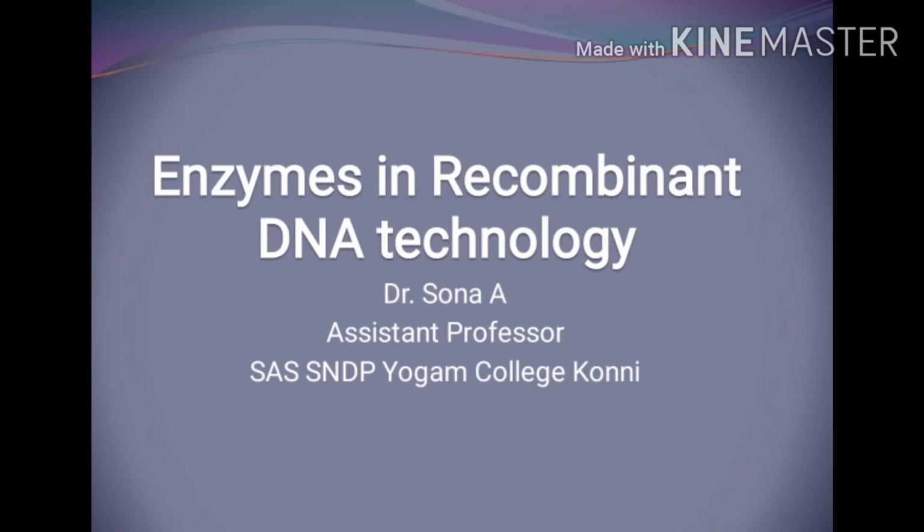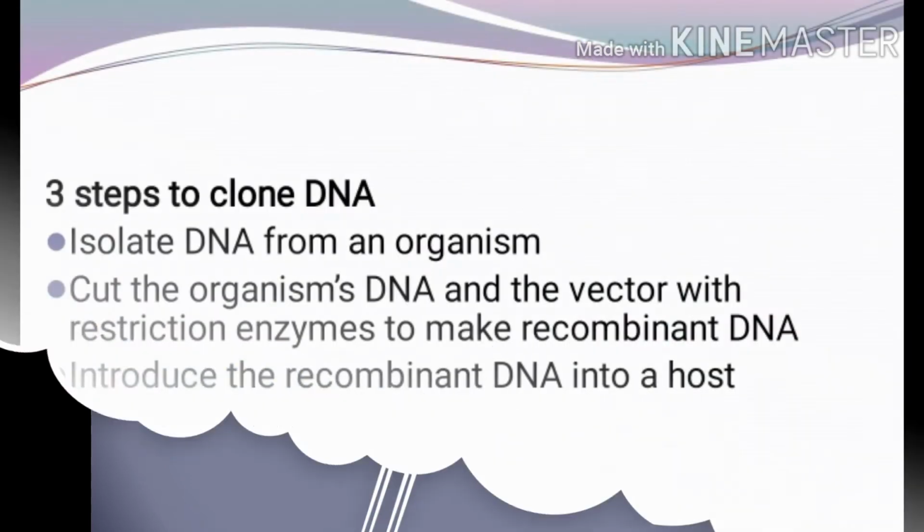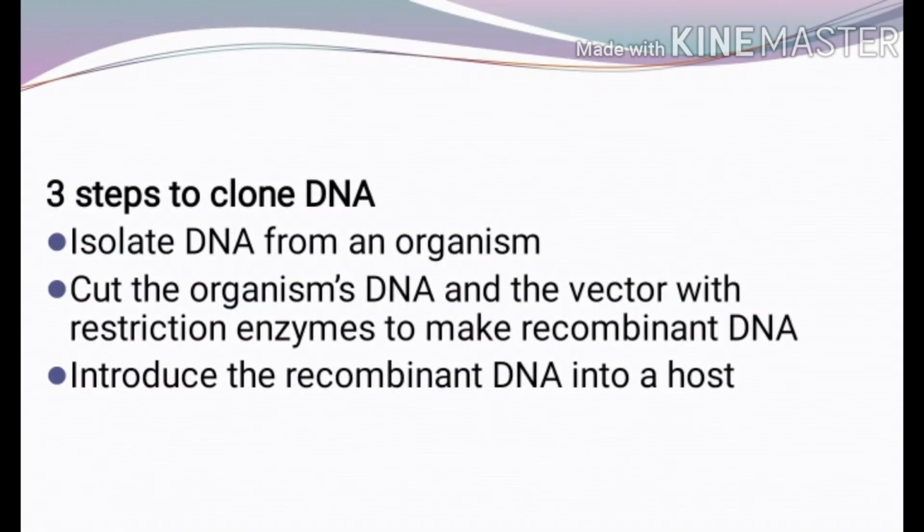Hello everyone, this video explains two major enzymes involved in recombinant DNA technology. For cloning a DNA, we have to isolate the desired gene from an organism, cut the desired gene and the vector with a restriction endonuclease to make the recombinant DNA, and introduce the recombinant DNA into the host. So for cutting, we use restriction endonuclease, and for joining, we are using ligase. So we'll see about these two enzymes.